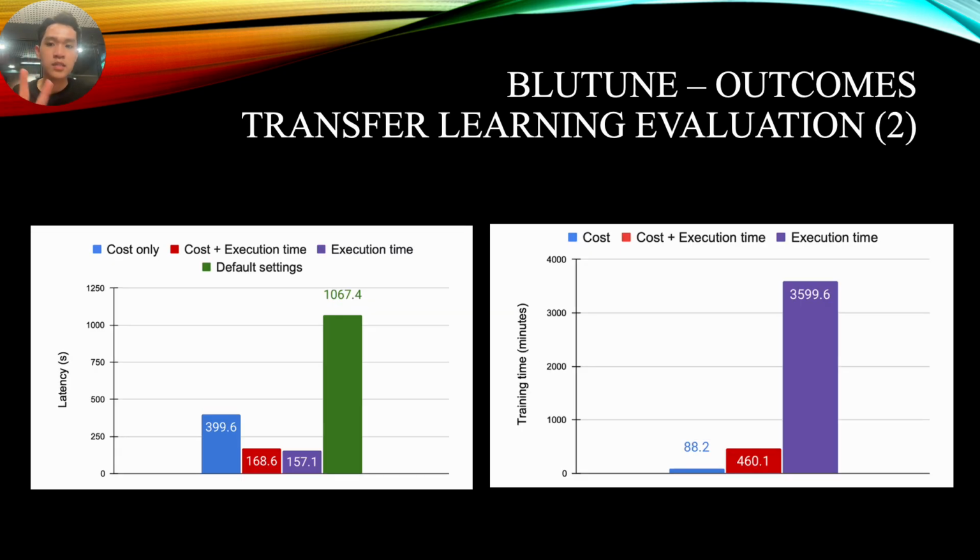And in the second experiment, the authors used the same knobs as the previous one, but they added another discrete knob called degree of parallelism.